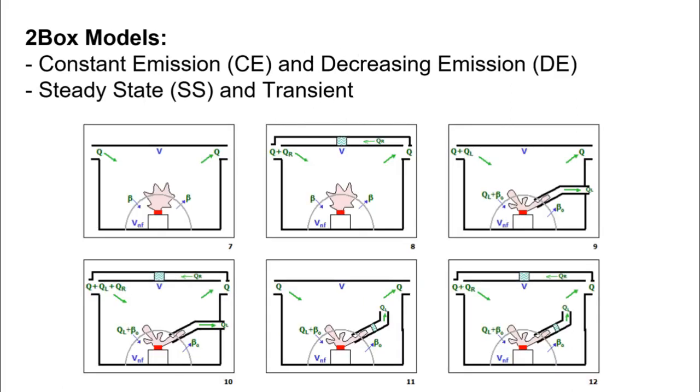TEAS also has variations on the two-box model. The two-box model with general room recirculation, some form of local control exhaust into the outside, local control exhaust into the outside coupled with room recirculation, a local control exhausting to the inside, and that combined with general room recirculation.